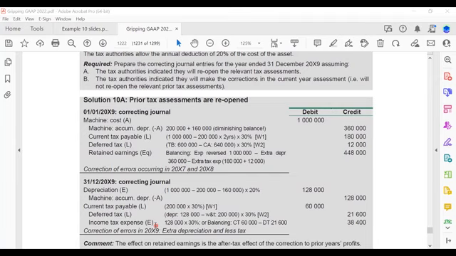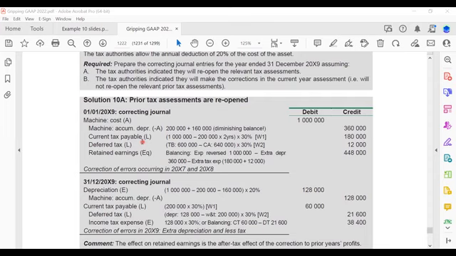This example was an example of where prior tax assessments are reopened. At the beginning of the current year, we could adjust our current tax payable because the receiver of revenue said, yes, you can go back to your tax assessments and claim the wear and tear that you previously did not claim, and you can add back that marketing fee. Okay, this is example 10A.